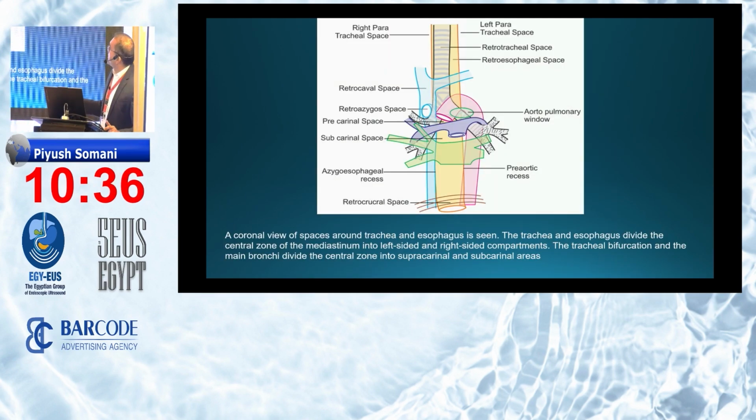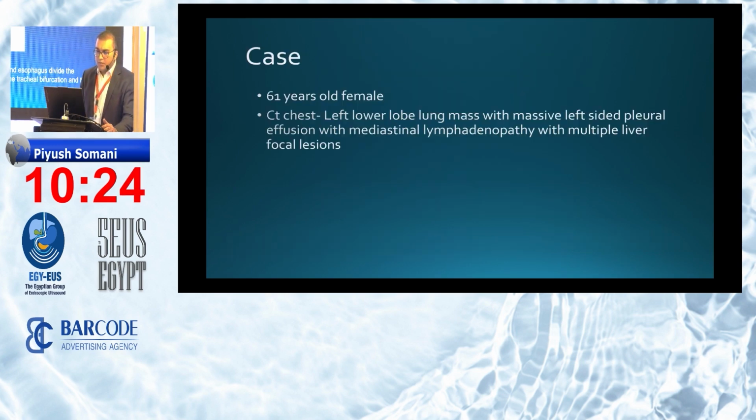This image shows the trachea and the esophagus, and how the trachea and the esophagus divide the compartment into the right side and the left side, and how it divides the subcarinal versus the supracarinal regions. I'll be presenting some cases to understand how we can approach such masses.